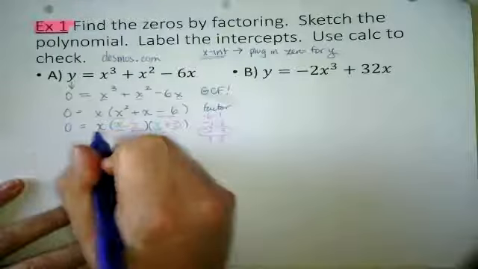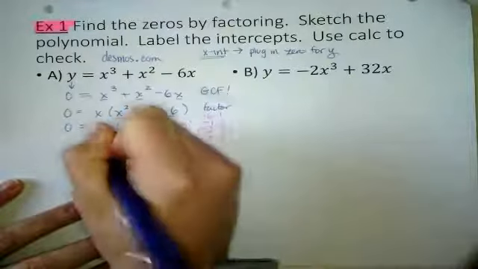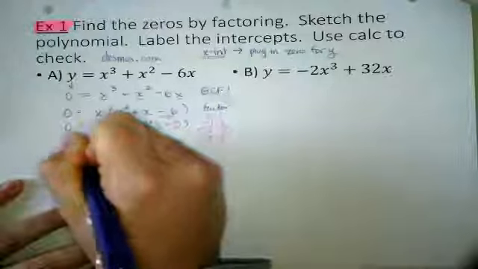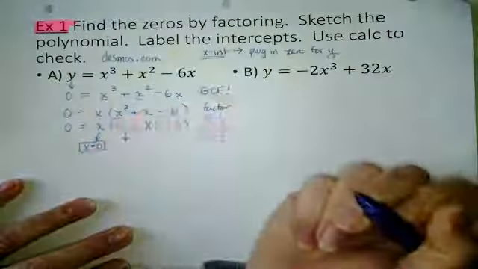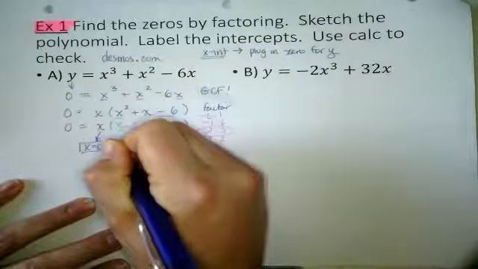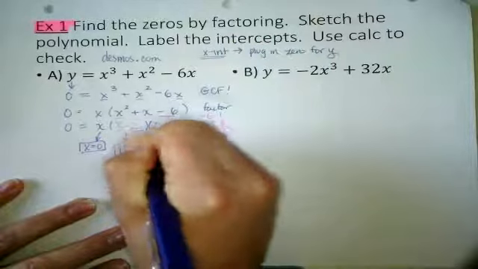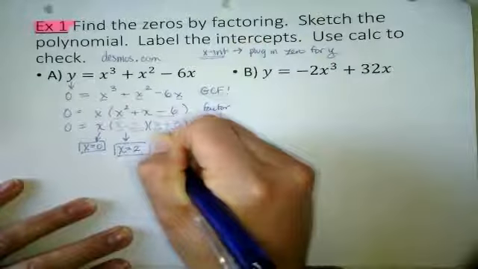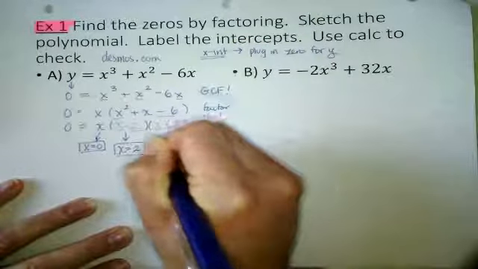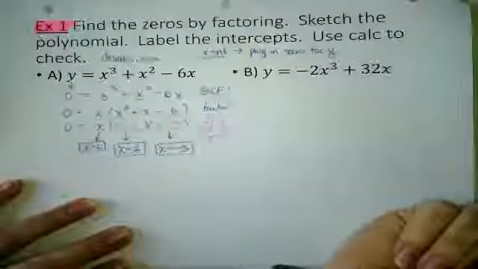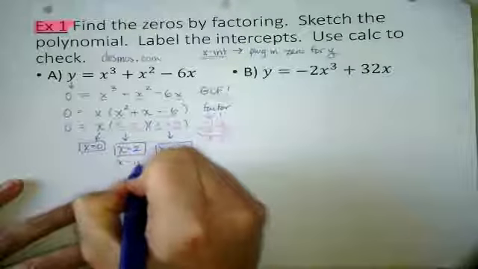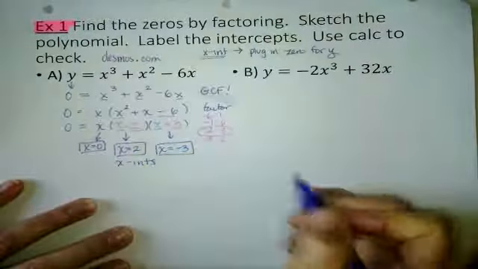Then what we're going to do is set each factor equal to 0. Each bubble gets set equal to 0. And when we do that, again, just like before, I'm just going to say x equals positive 2. And here, x equals negative 3. So these are all the x-intercepts. Well, that's kind of handy.